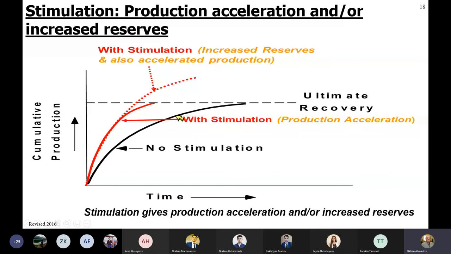And also, the drawdown. I mentioned drawdown because we may involve more reserves because of better drawdown, because we remove the damage. Before, with the damage there, we had to apply higher drawdown to produce this well. But when we remove the damage and increase the permeability around the wellbore, this drawdown will be less, but the production rate will be higher. So at the same drawdown or even less drawdown, we can not only increase production rate, but also increase the drainage area of this well.